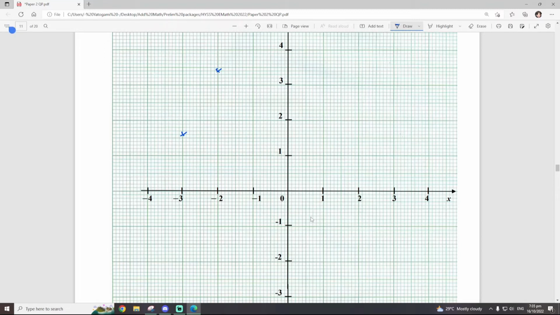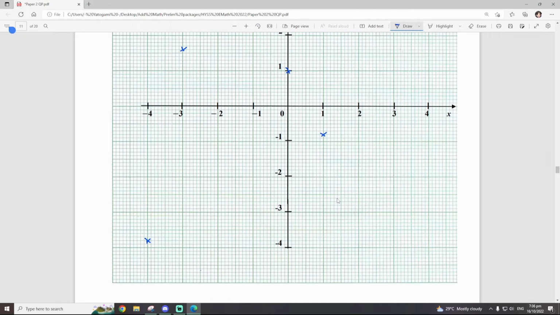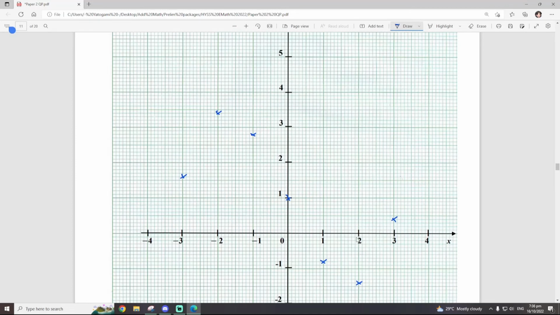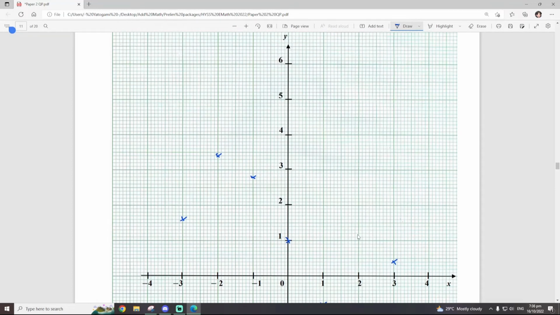Okay, how about -1, 2.8? Zero will be 1. Okay, that's just here. 1 is -0.8, so here. 2 is -1.4, so here. 3 is 0.4, so here. And 4 is 5.8. Oh, that's high up. Okay, it's here.